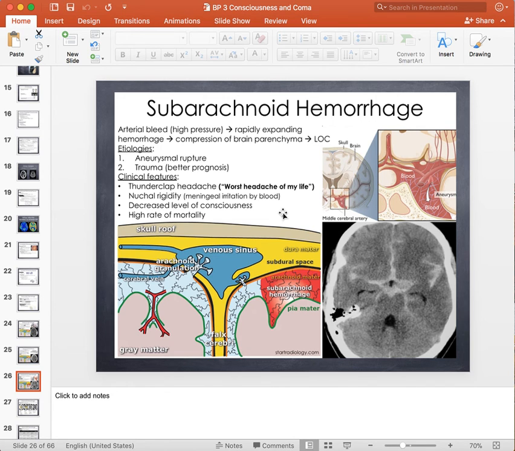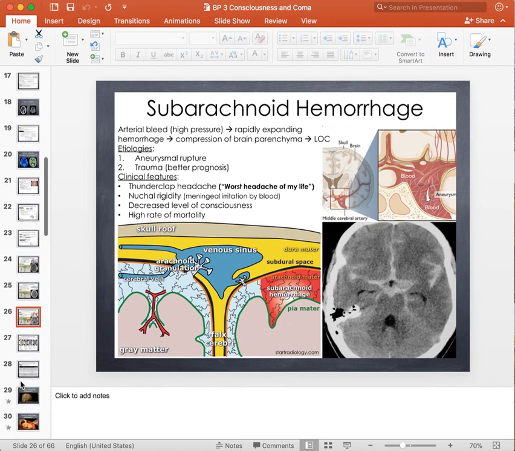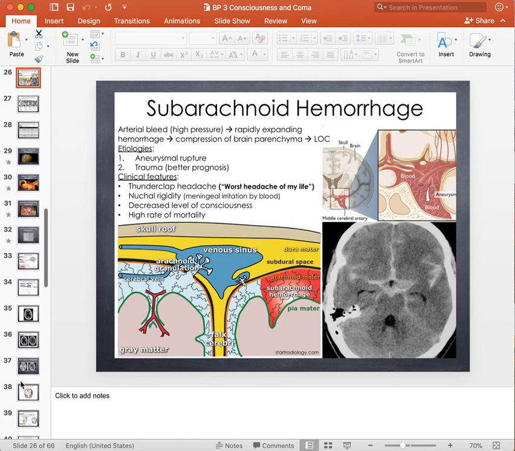The classic presentation of a subarachnoid hemorrhage is someone walking along, feeling just fine, and all of a sudden they get a thunderclap headache, the worst headache of their lives, really dramatic, sudden onset. Often there's nuchal rigidity because of the blood irritating the meninges, and there can be a relatively rapid decrease in consciousness because of the rapidity of this process. Trauma can also cause a subarachnoid hemorrhage, which generally carries a better prognosis than an aneurysmal rupture.